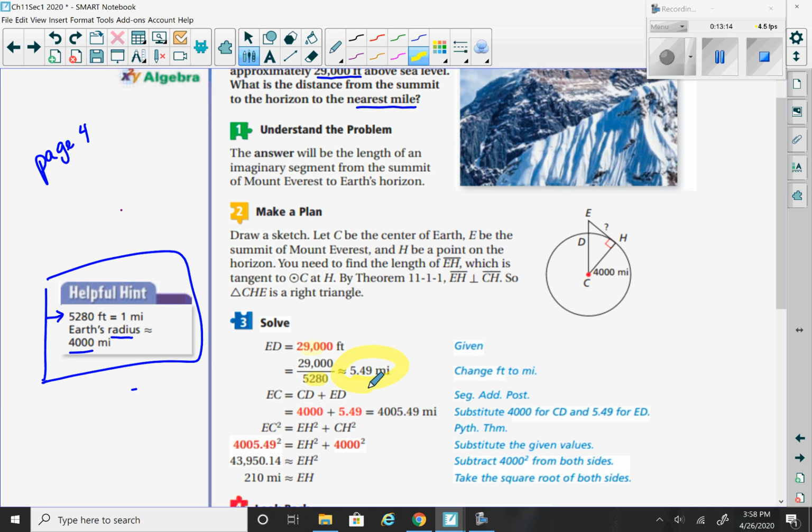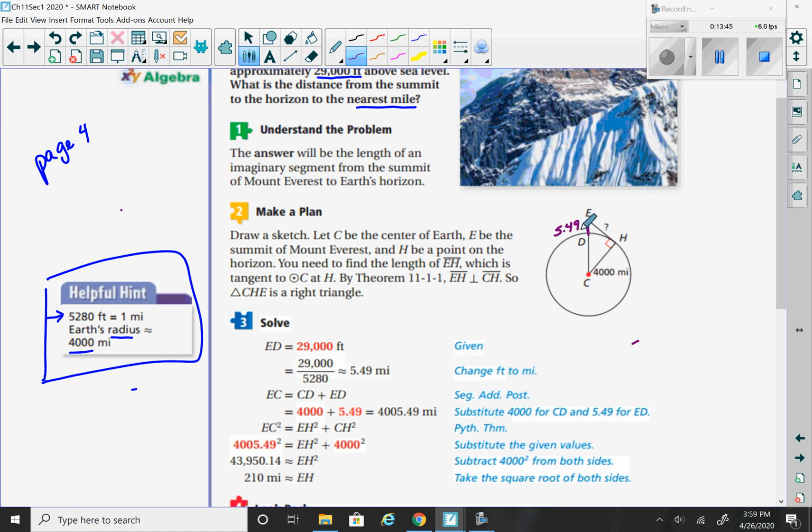Another thing that's going to be helpful, that I expect you to do, is draw a picture to go along with this. So we are using a circle to represent Earth. And this point up here, E, must mean Everest, right? We know that Mount Everest is 29,000 feet above sea level. That's this little distance right here. So when you take the 29,000 divided by 5,280, we get 5.49 miles. So that means this little piece right there, that mountain, is about 5.49 miles tall.